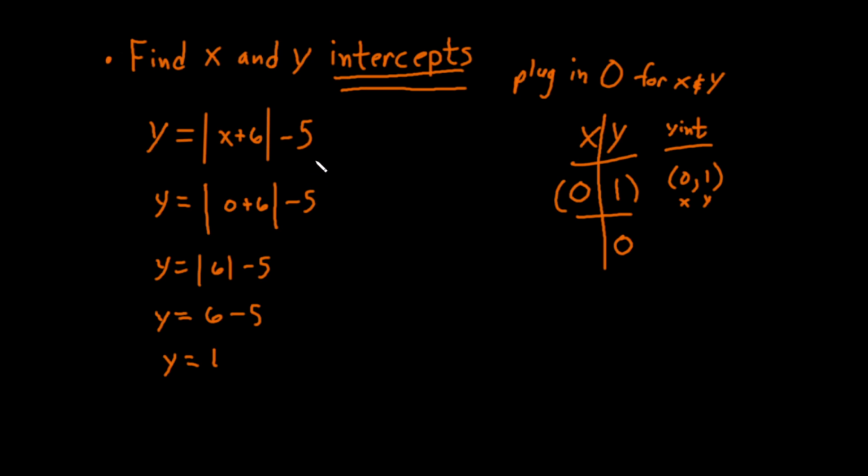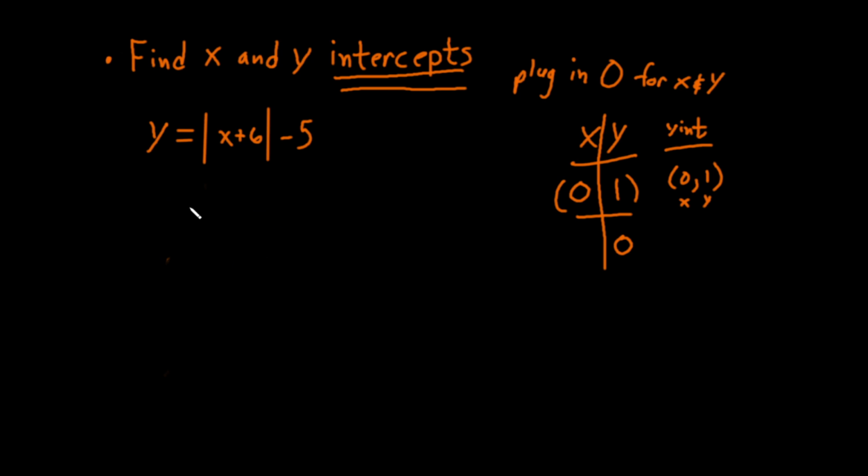It's very similar, but this time you're going to plug in 0 for your y. So 0 is equal to the absolute value of x plus 6, minus 5. Okay, so we're trying to get the x by itself. There are a few things that we have to isolate. We have this plus 6 in the way. We have it surrounded by absolute values. We have a minus 5 over here.